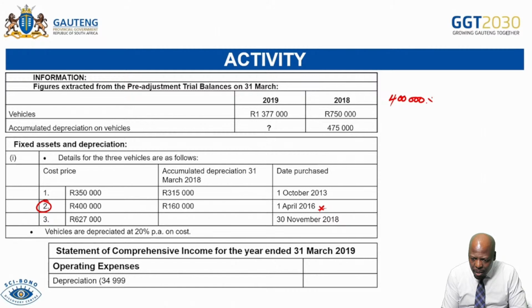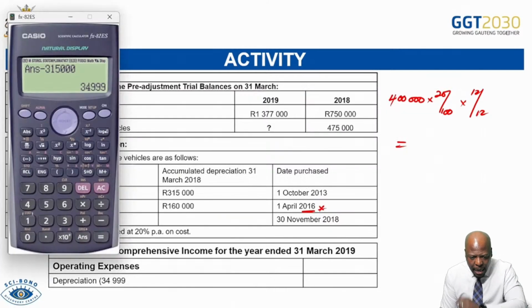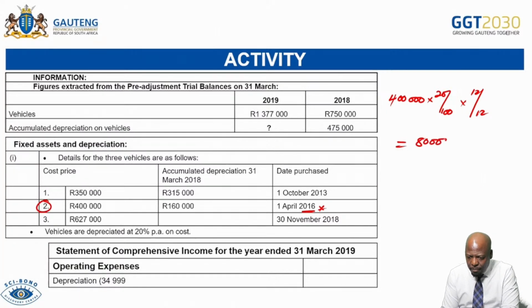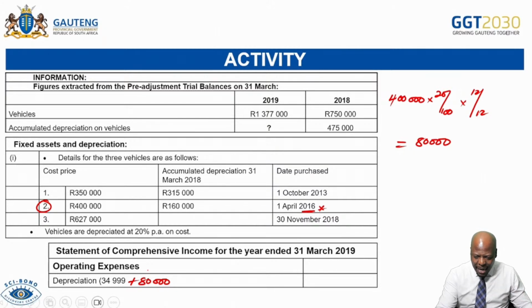So we're going to say 400,000 multiply by 20 over 100 multiply. Was it there at the beginning of the year? Yes, because it's from 2016. So 2018, when the year began, it was there. 12 over 12. You still following? So I'm going to say 400,000 multiply that by 20%. That's going to give me 80,000. Any tricks here? No tricks at all. So I'm going to bring my 80,000 there straight on like that.